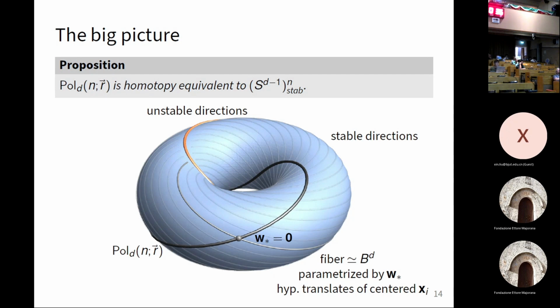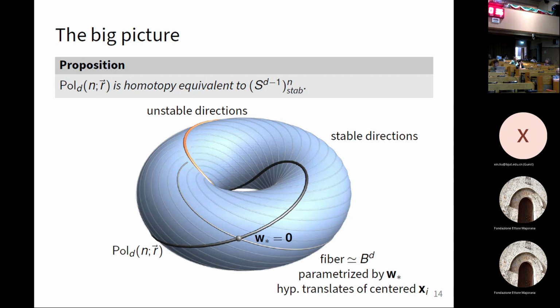You can probably use this to compute the homology groups and so forth in general. I haven't done so because that's not quite my game, but I hope someone else does. However, we've got now a picture that's geometrically interesting to me, where you have unstable directions, stable directions, and over each closed polygon, a fiber that's always diffeomorphic to the ball.